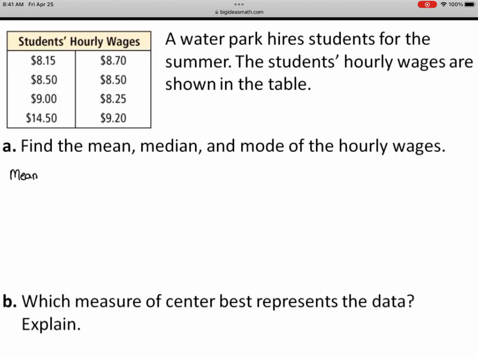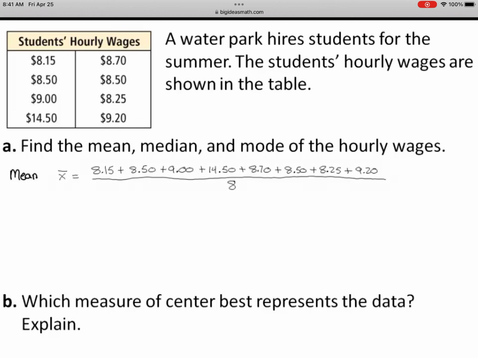First find the mean. The mean x-bar is given by the sum of the wages shown in the table divided by the number of wages, 8, which equals $9.35. Next find the median. First order the data in numerical order.